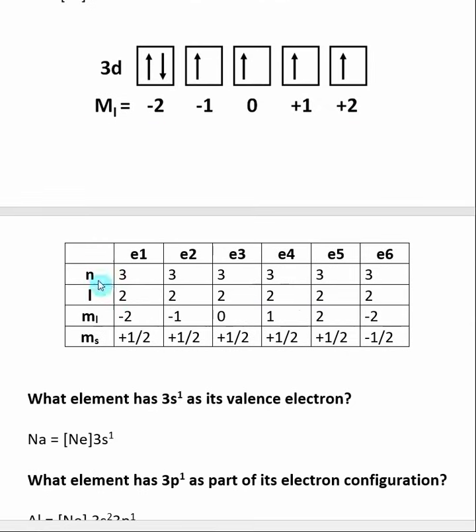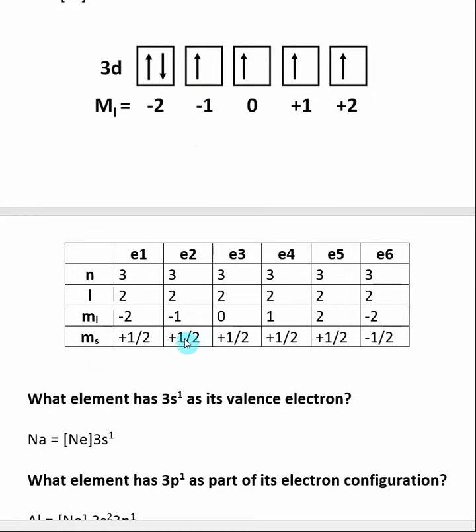As always, n and l are given by our orbital designation. So n is equal to 3 here, and because we're dealing with a d subshell, l is equal to 2. Then I start putting electrons into my m sub L. The first one is going to go into m sub L minus 2, and I have decided to give it an m sub s of plus 1/2.